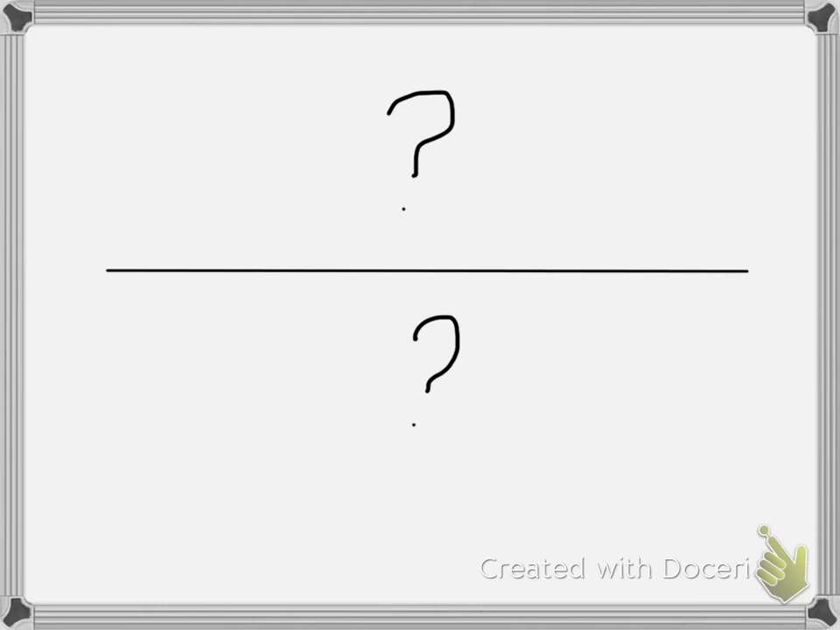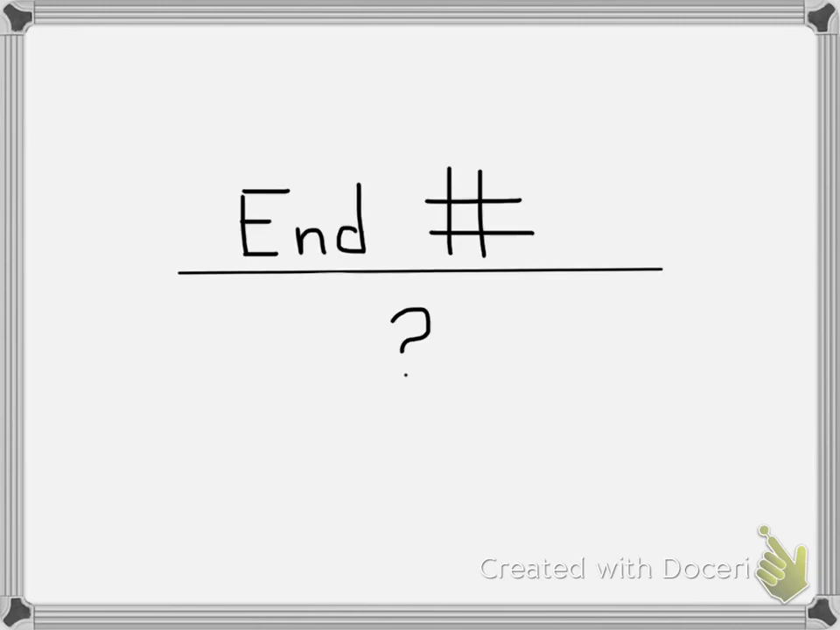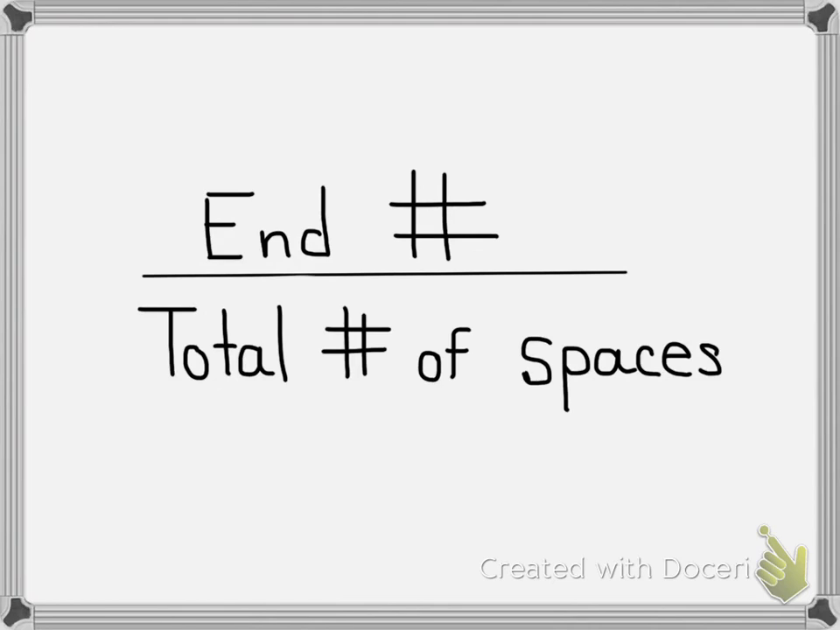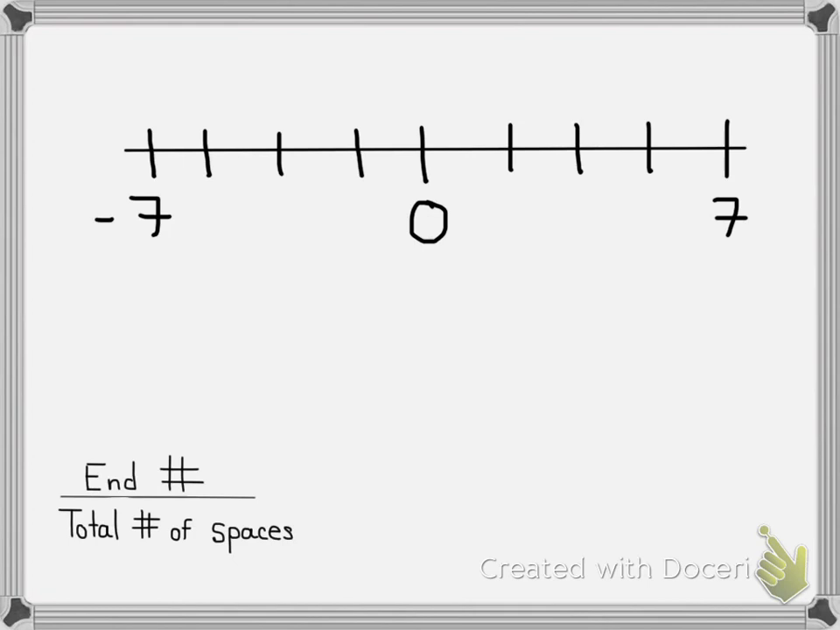And we were trying to use that formula to figure out how much each interval on a number line was worth. So I'd like to go over what the numerator and the denominator of that formula represented. So the numerator, or the top, represented our n number on our number line. The denominator represented the total number of spaces on that number line. Let's look at an example.